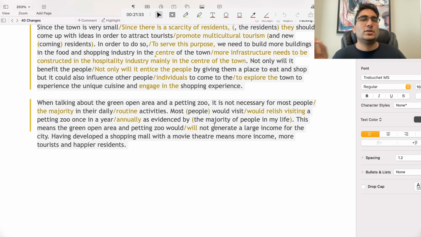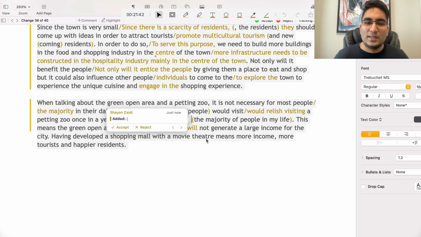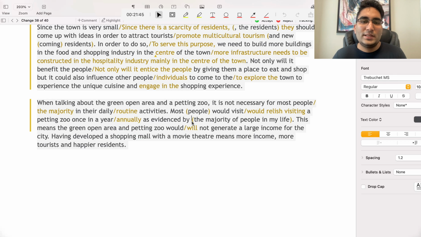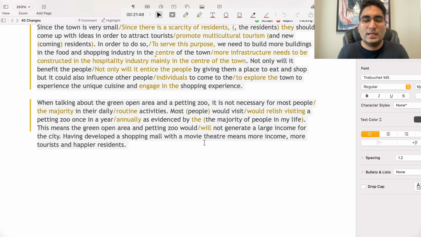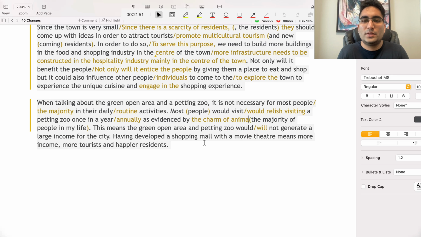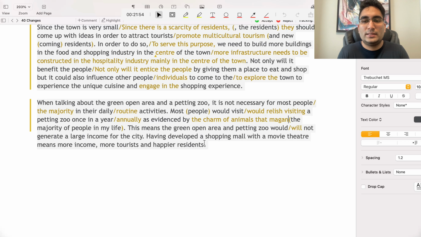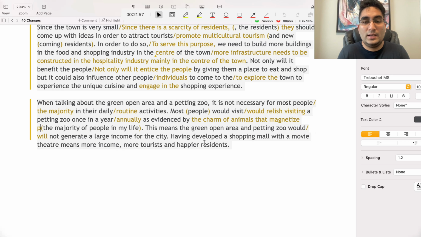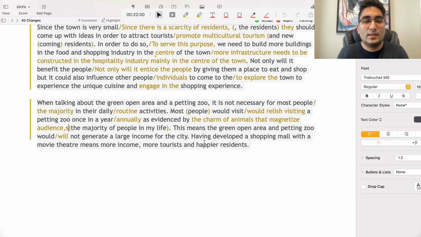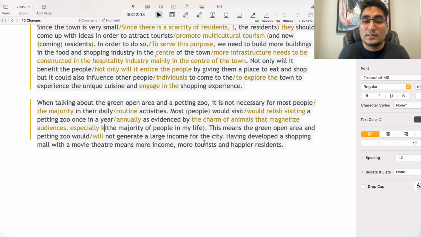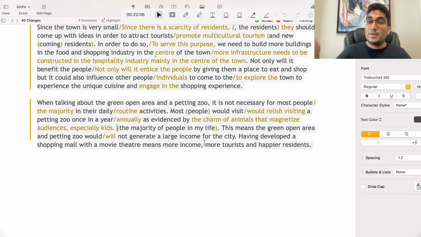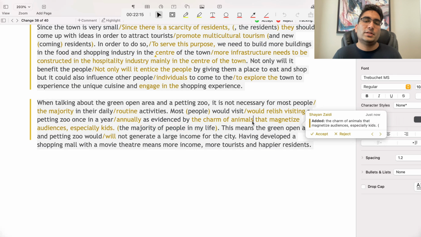So you want to avoid very general statements and personal experiences because this becomes general as well. So let's talk, what's something about a petting zoo that you would be wanting to go there? So we can say, as evidenced by the charm of animals that magnetize audiences, especially kids. All right, so this is more specific about the petting zoo. Like, this is what would be relevant to a zoo, not your personal experience or the majority of the people in your life, but the charm of animals that magnetize audiences.